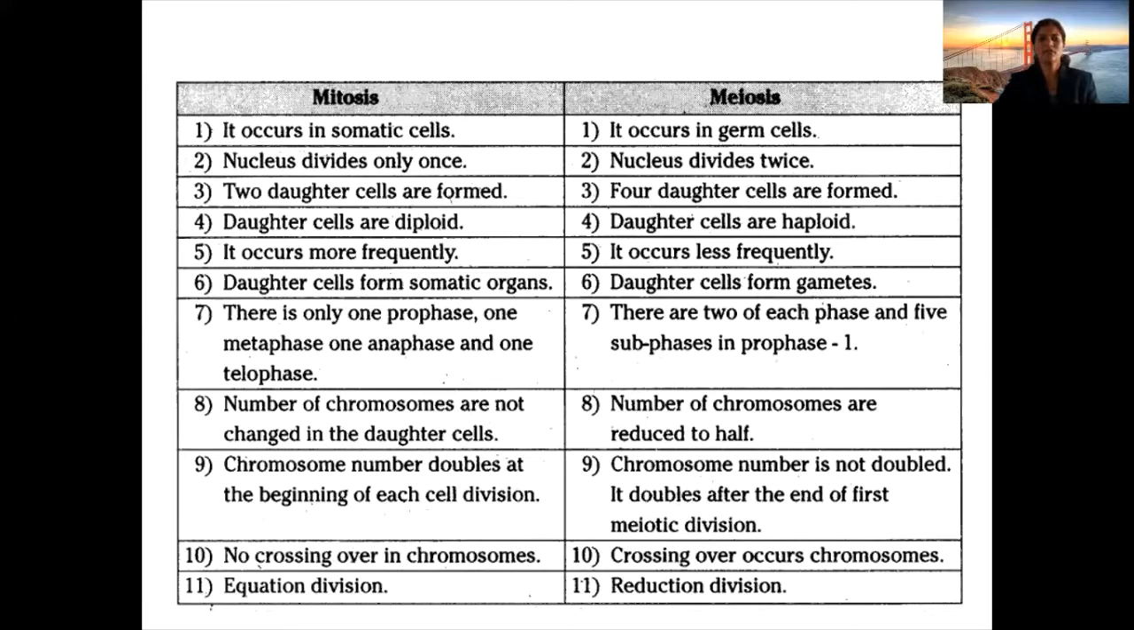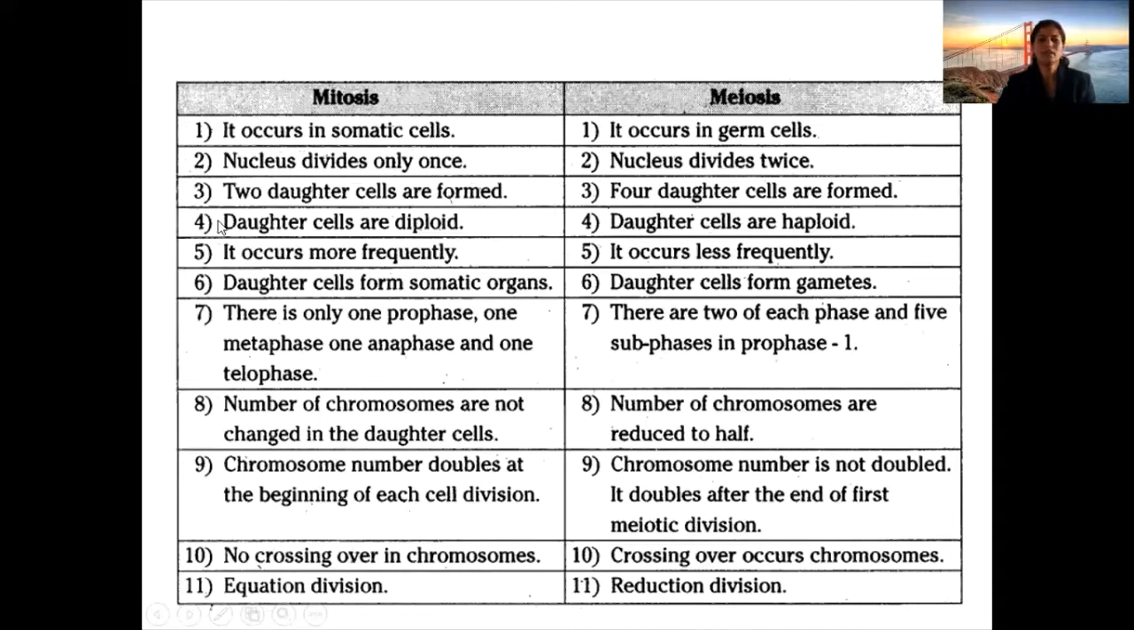Here first difference shows that the mitosis mainly occurs in case of the somatic cells and meiosis takes place in germ cells. Second point is nucleus divides only once in mitosis. In case of meiosis, nucleus divides twice. Third point is two daughter cells are formed in mitosis, whereas in case of meiosis, 4 daughter cells are formed.